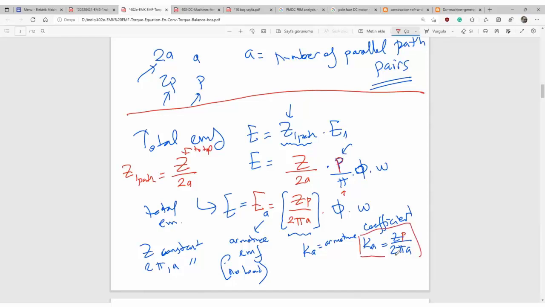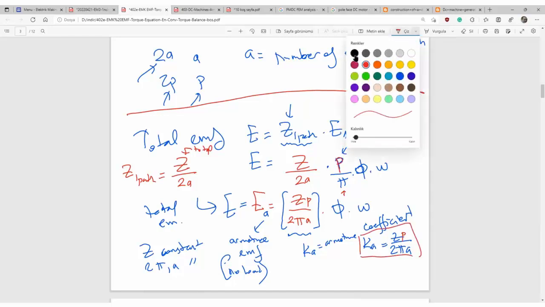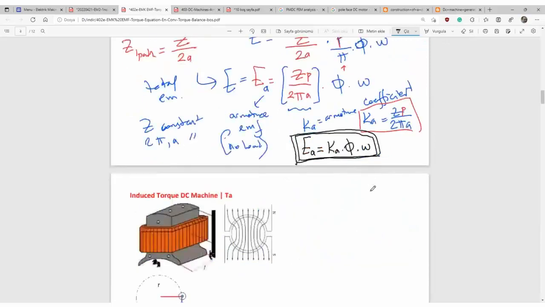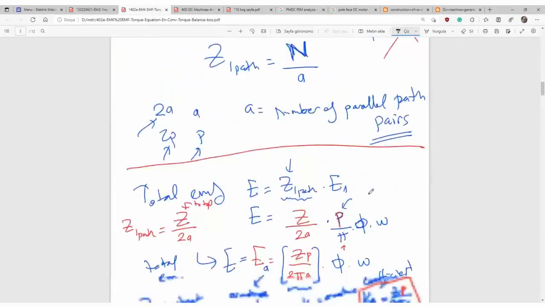Now, finally, we have found armature EMF between brushes, in terms of average values, can be given as a coefficient, pole flux, and angular speed of the shaft. Houston, that is the resultant equation. You should know. You should know. When you rotate the armature, you induce this. Okay.